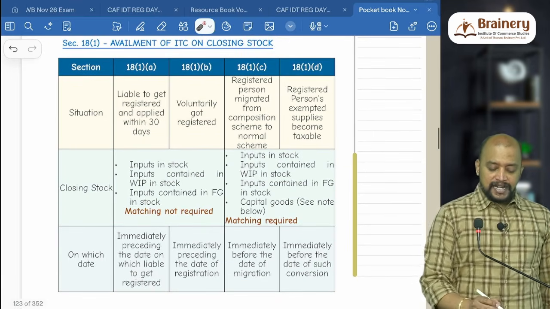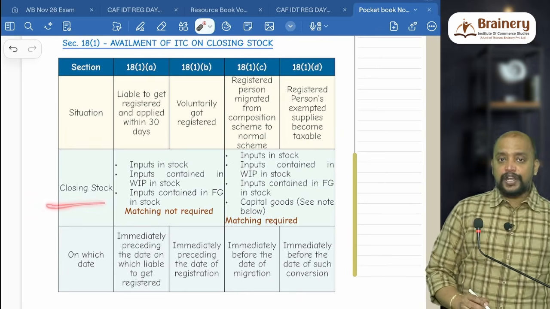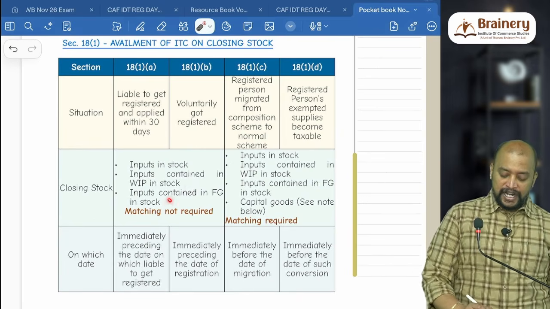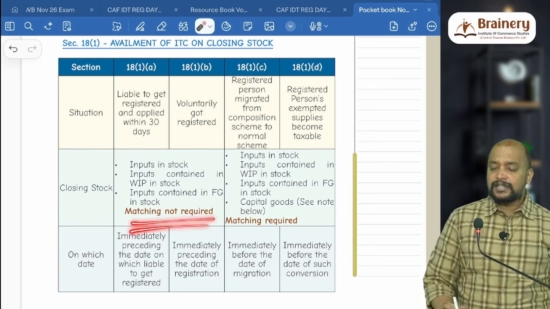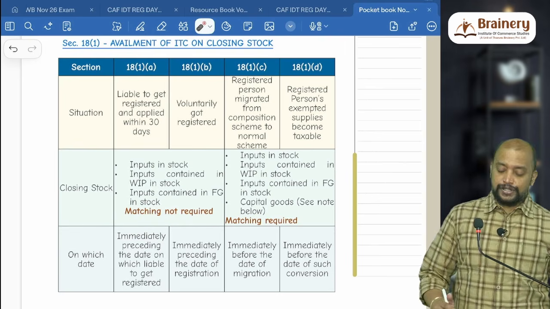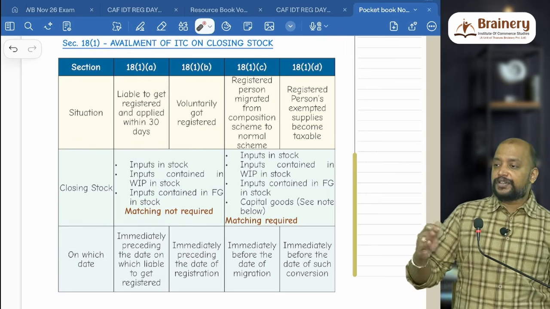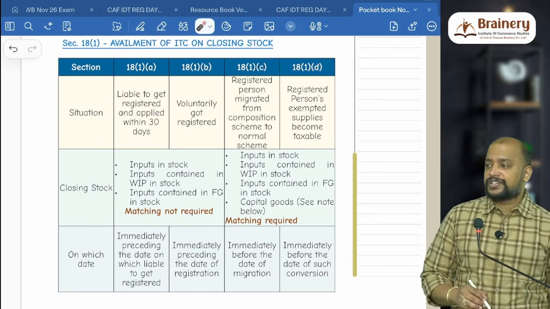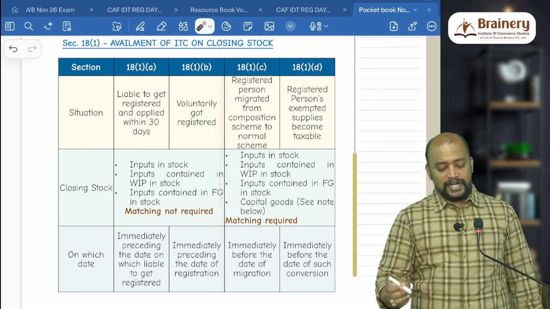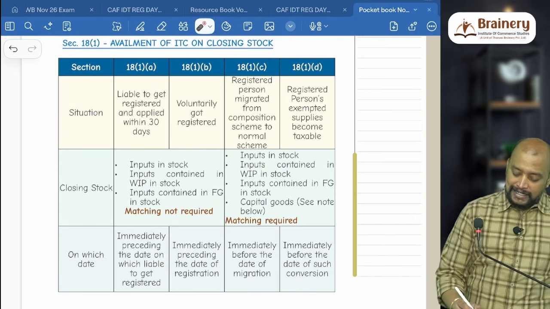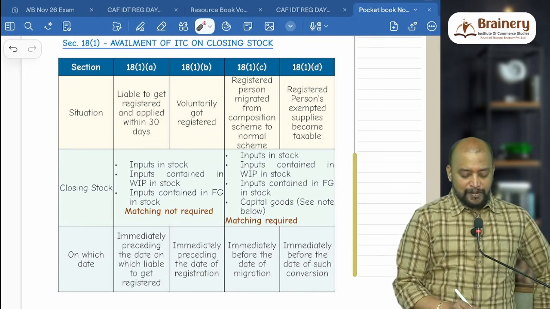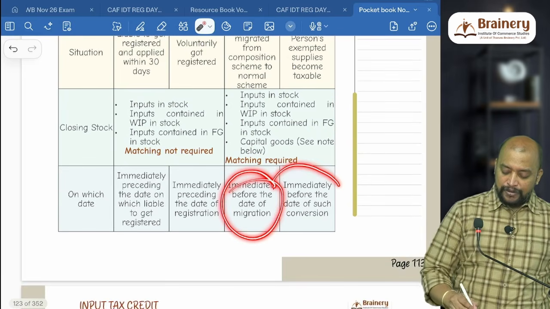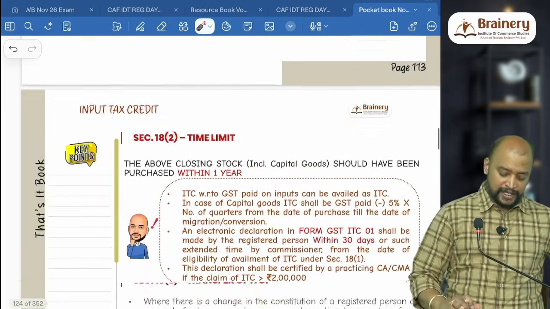Now, in case of 18.1a and 1b, closing stock includes inputs as such held in stock, inputs in WIP held in stock, and inputs in FG held in stock, and here matching is not required. Which date's closing stock should be taken? Immediately before the date they are liable to get registered, and in the voluntary case, immediately before the date they got the registration certificate. Then in 18.1c and 1d, they can take ITC on capital goods as well, and matching is required. Which date's closing stock should be taken? Immediately before the date of migration or conversion.